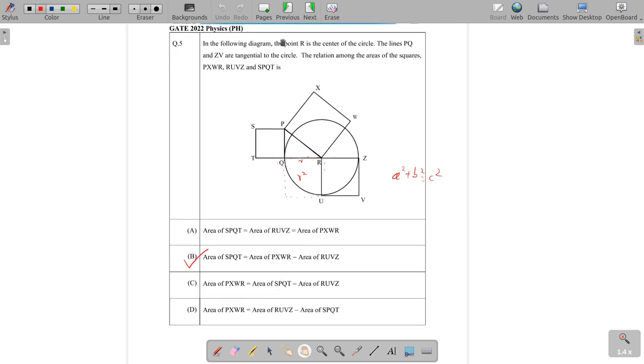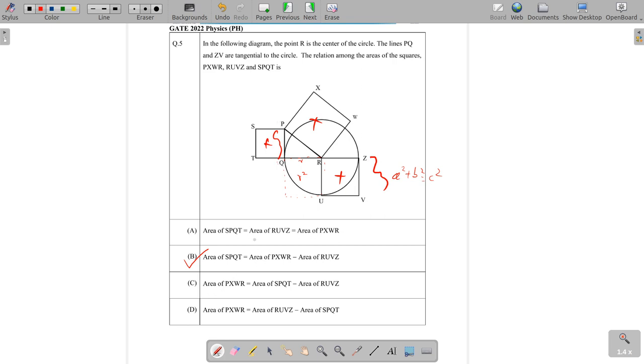Then in the following diagram, the point R is a very tricky, but it's a nice question actually. R is the center of the circle. The lines PQ and ZB: this is ZB and PQ is this. The relation among the areas of the squares PXWR, this one, and RUVZ, this one, and this one, SPT.